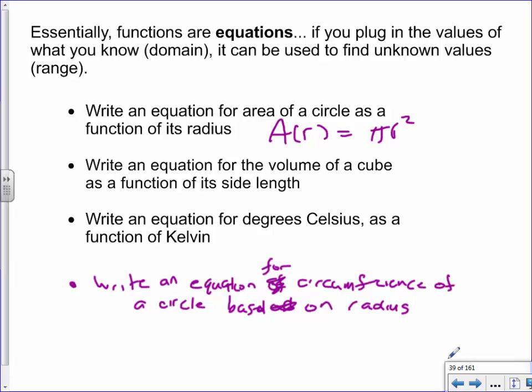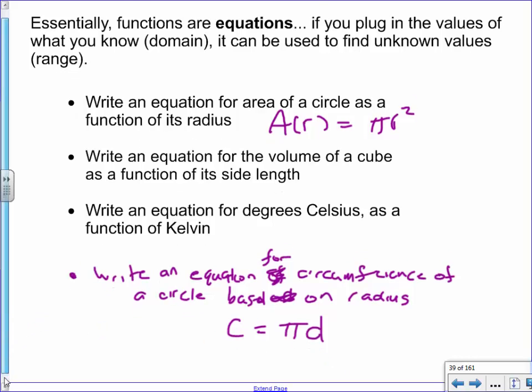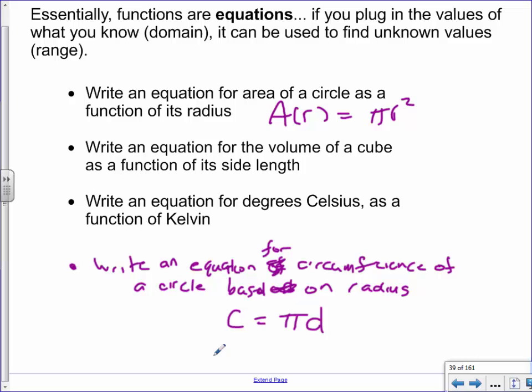What's that? Diameter? That's correct, yeah. That would be circumference is equal to pi times diameter. Here's the problem, though. I asked you to write an equation, but it has to be based on a radius. So this equation isn't quite correct. Do you guys know the formula where it's based on a radius instead? Not pi r squared. Yeah, it's actually pi times 2r, because there's two radiuses in a diameter.